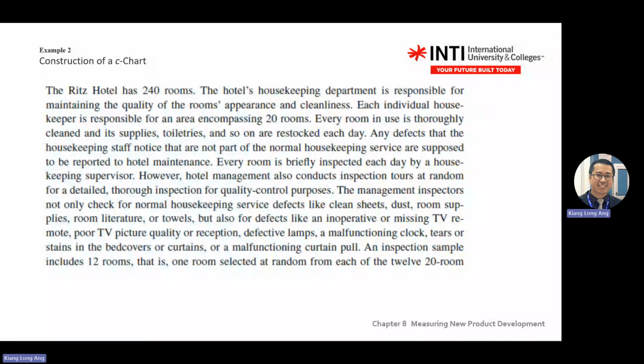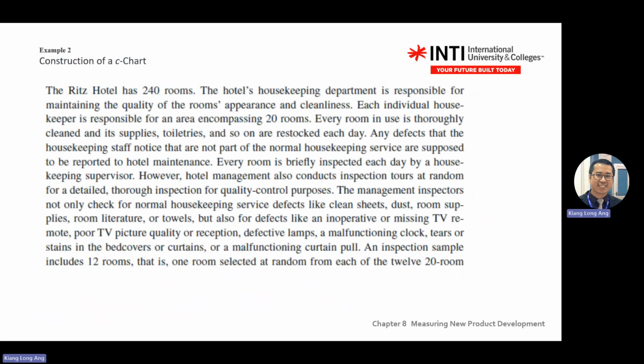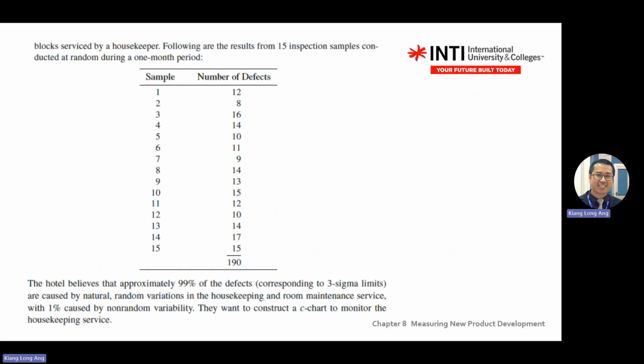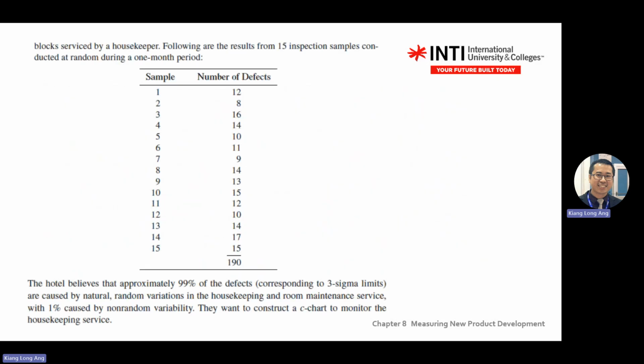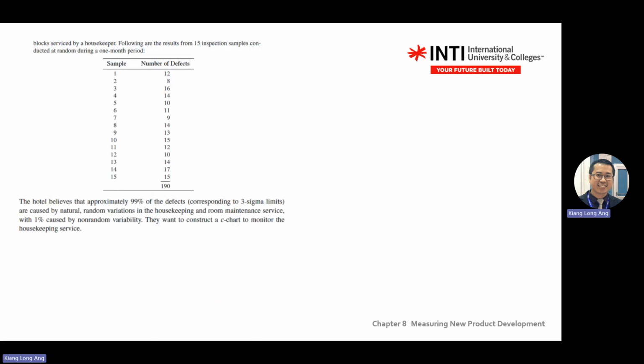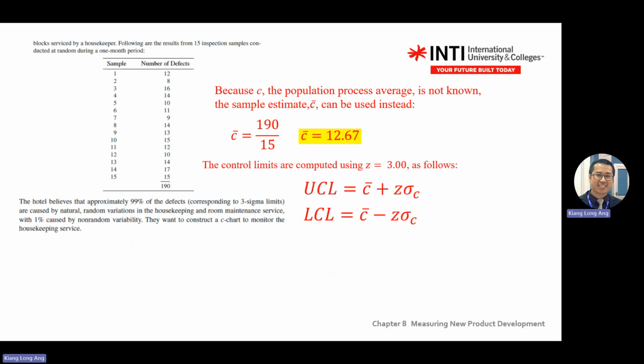So this one you read as your homework. You go and read. It's actually the same. It's a hotel case, 240, and you read. So again, there are some tricky words here. Go and read. And you are given a table something like this. Okay. So C is 190 divided by 15 samples. You get this one. And you find a chart.